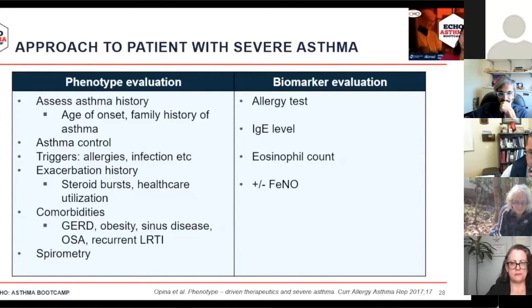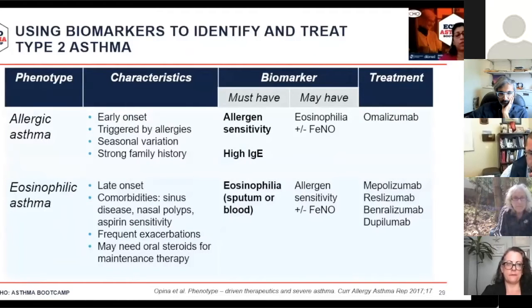And then once we know their phenotype, understanding what their biomarkers are, to try and understand what is going on in their body and linking it to an endotype or a type of inflammation. This can be done with the help of an allergy test to see if they have a positive allergy test or allergic asthma, an immunoglobulin E or an eosinophil count check, and a FeNO may be checked as well.